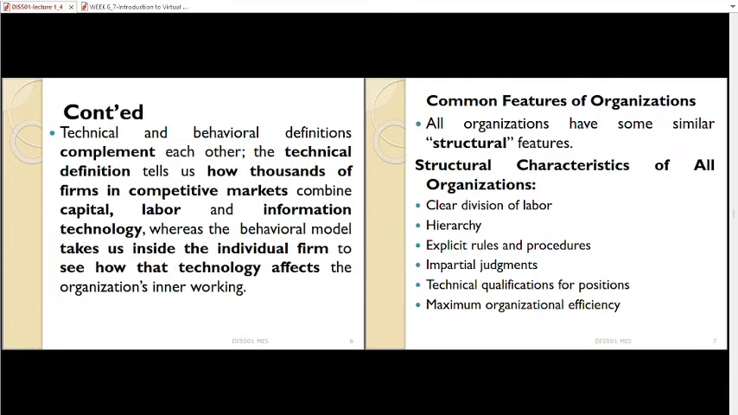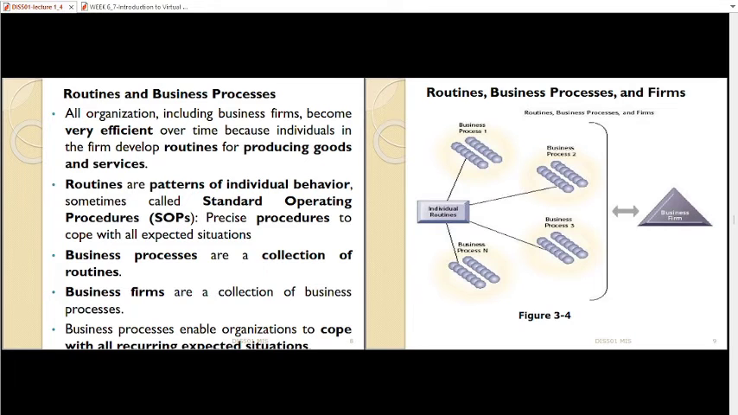We have technical qualification for different positions, and then we also have maximum organizational efficiency, because it is this efficiency that will bring value and lead to profits. So if we can achieve all that, then we can say that we have what? We have standard operating procedures that are more efficient, because that's what I basically mentioned when it comes to business processes. These are basically routines that we can see.